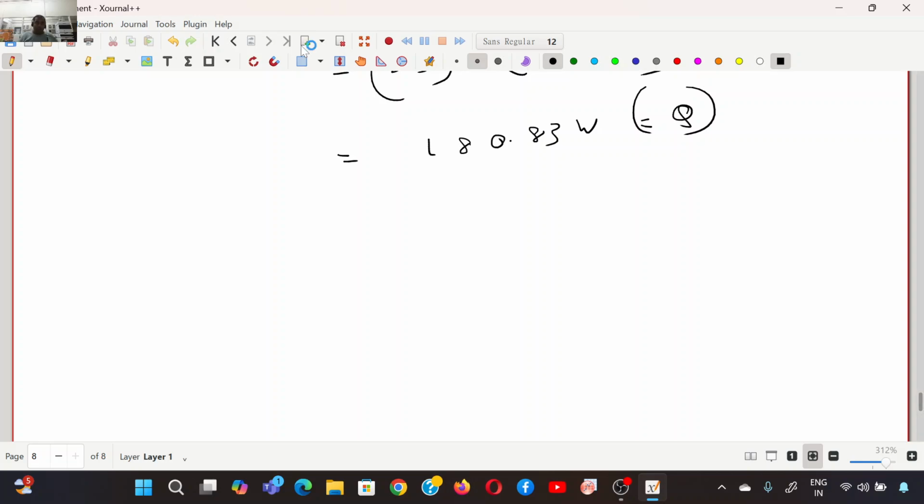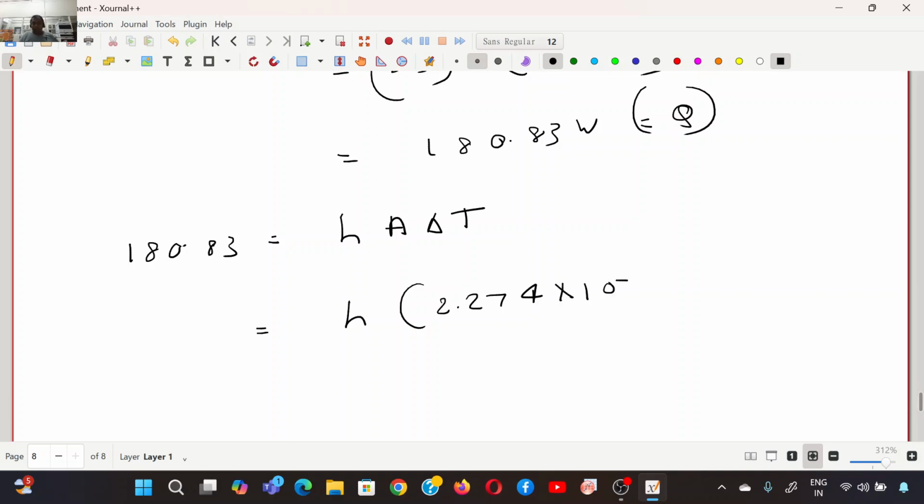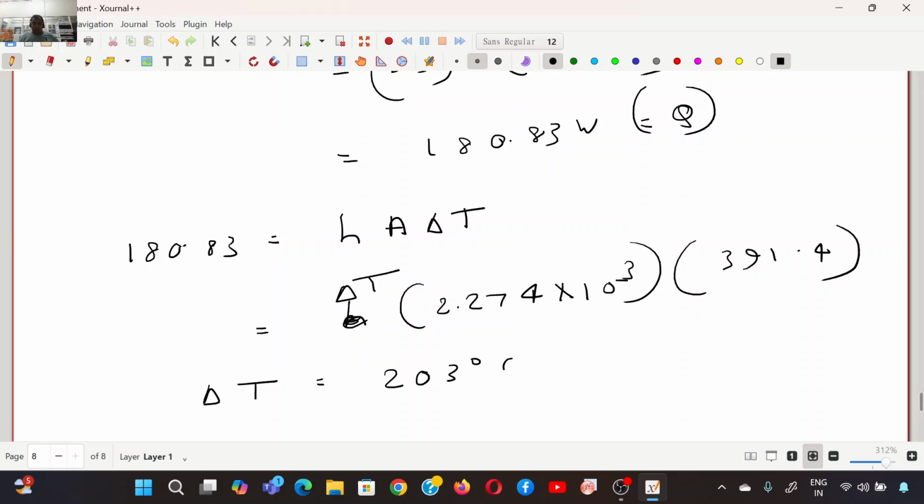And this Q, that is 180.83, is equal to h into A into delta T. Okay. h into what is A? 2.274 into 10 to the power minus 3. So delta T is unknown, no? h we know, 391.4. So from here, delta T you should get 203 degrees Celsius, which is the difference in the temperature of the wire and temperature of air.